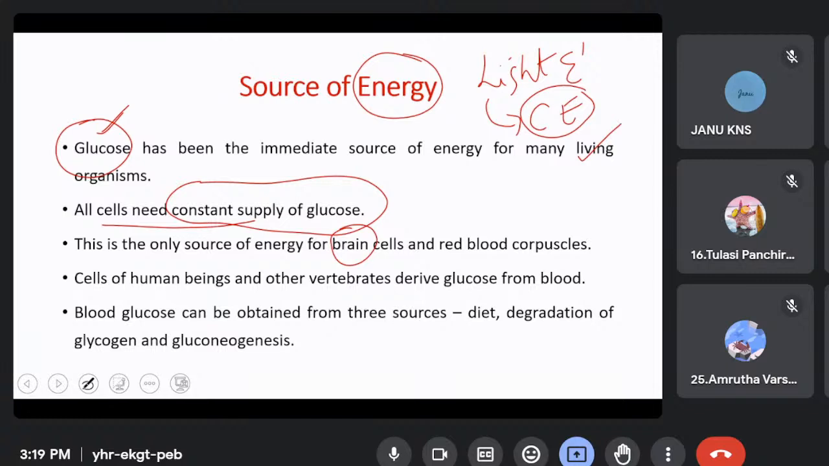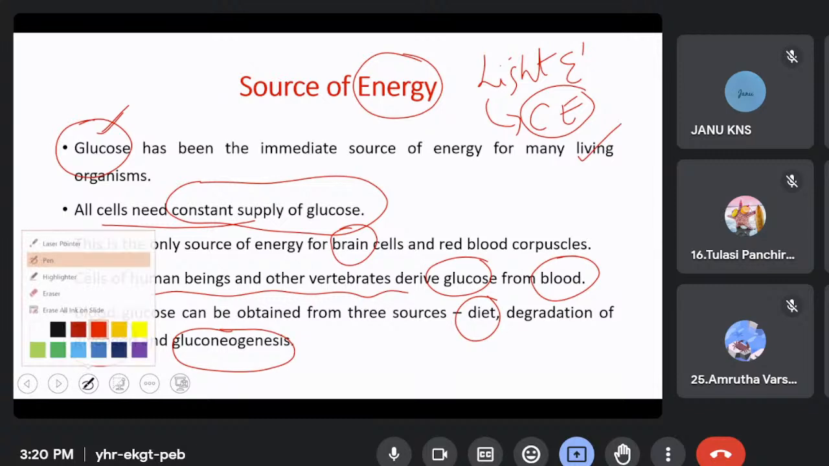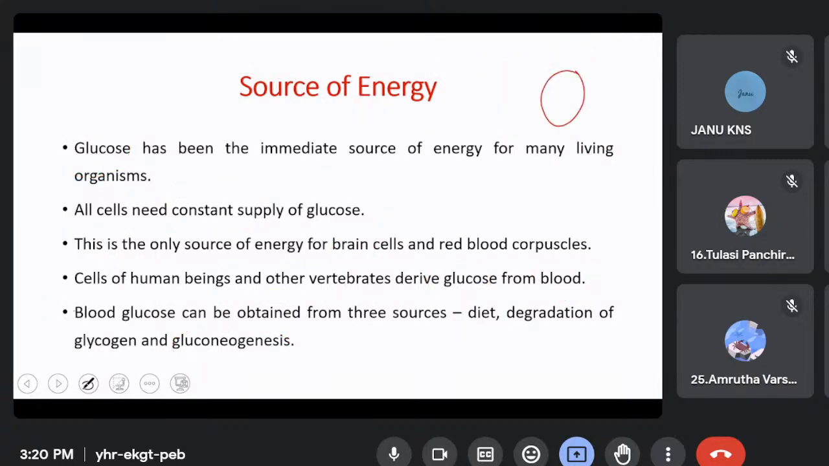And coming to the other things, cells of human beings and other vertebrates derive glucose. How do they derive glucose? They derive glucose from blood. So, for all the cells of the body, the glucose is supplied only through the blood. Then, how does the blood get the glucose? It gets it mainly from food. And secondly, from a process called glycogenolysis, that is, breakdown of glycogen. And thirdly, from a process called gluconeogenesis. So the cells require glucose, isn't it? This glucose is supplied by blood.